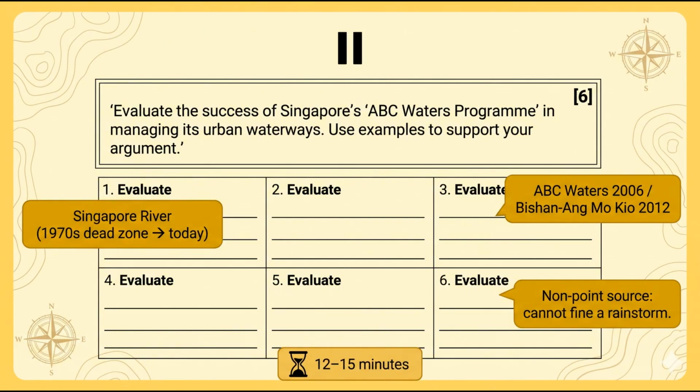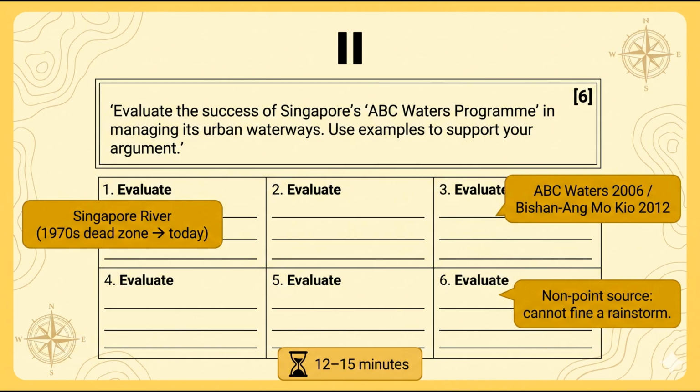Your turn. Look at the final exam question on screen. Evaluate how effective Singapore's water pollution management strategies have been. Use the ABC Waters program as a named example. 6 marks. Use the scaffold: describe 2 strategies, explain strengths with evidence, explain limitations, reach a final judgment.